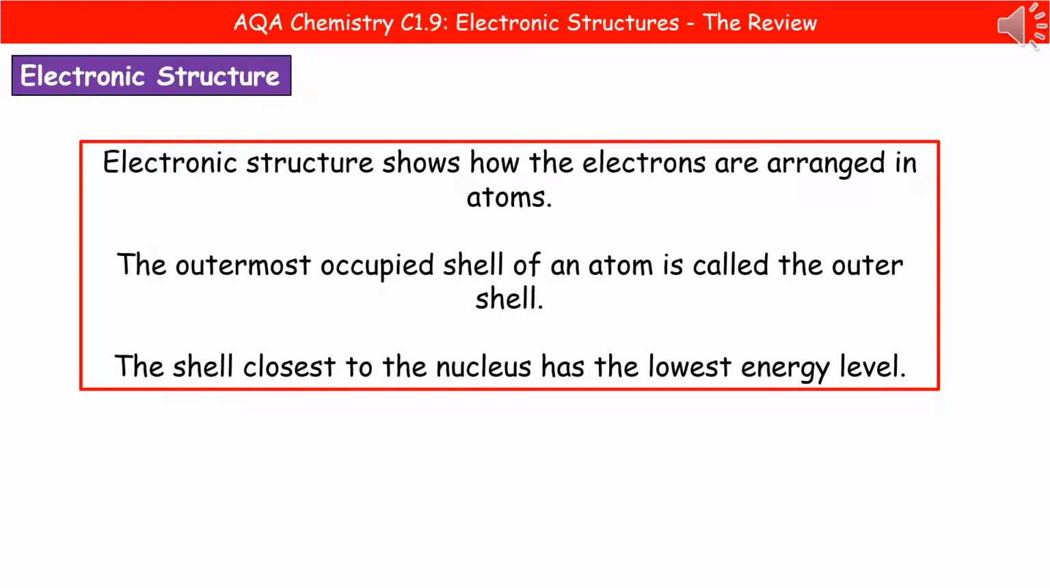When we're asked about the electronic structure, what we're actually being asked about is how the electrons are arranged in the atom. And what we need to understand here is that there's one really important phrase that's going to be thrown around when talking about electronic structure, and that is the outer shell. Now, the outer shell is the outermost occupied shell of an atom. The shell closest to the nucleus will always have the lowest energy level, and that energy level increases the further from the nucleus you go.